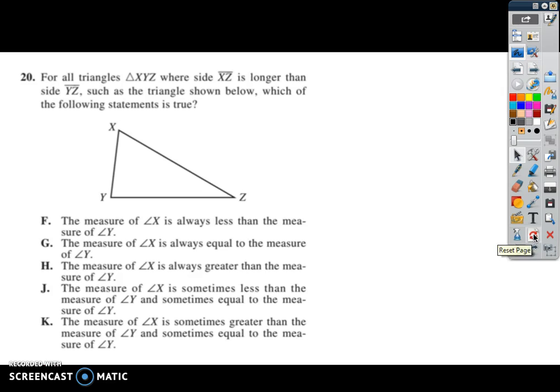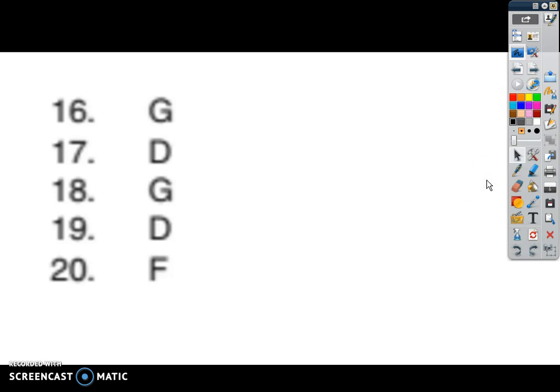Okay, and here's your answers again if you need to take a look at those.